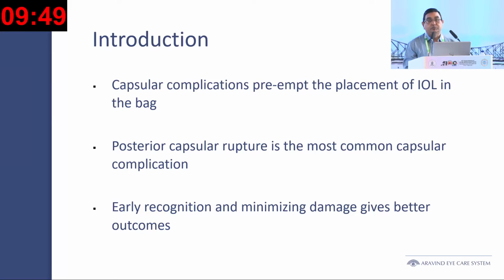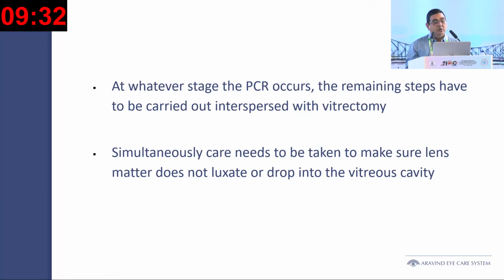So we know that capsular complications preempt the placement of IOL in the bag, which is the ideal position. Among the capsular complications, posterior capsular rupture is the most common. Early recognition and minimizing damage gives better outcomes. But at whatever stage the PCR occurs, the remaining steps have to be carried out, whether during nucleus management or cortex wash or later, interspersed with vitrectomy whenever vitreous intervenes. Simultaneously, we need to take care that lens matter does not luxate into the vitreous when we are doing these steps.